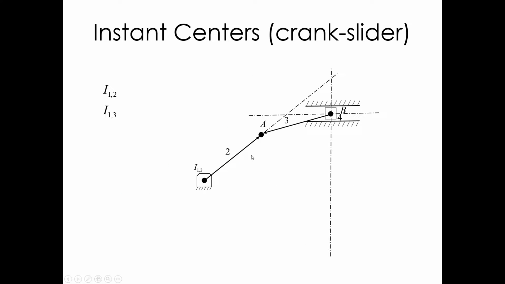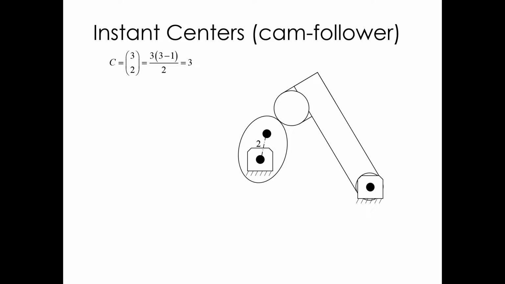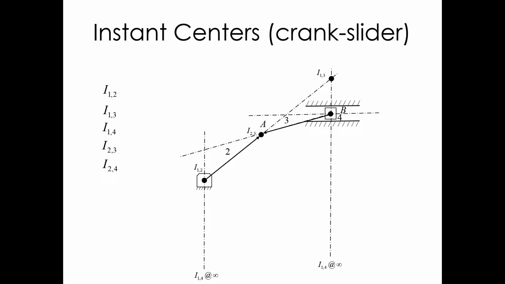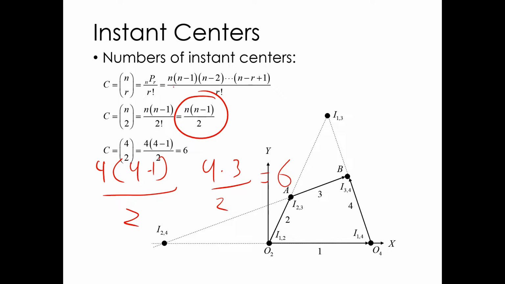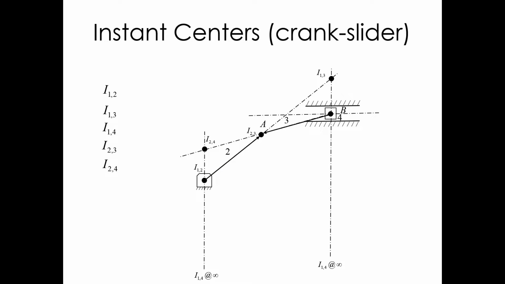For a crank slider, there's 4 bodies. There's 6 instant centers. For a cam follower, in this case, there's 3 bodies. There's going to be 3 instant centers, and so on. So I might ask a question for an 8-body mechanism, how many instant centers are there? You just need to calculate it using this equation. So that's pretty simple.